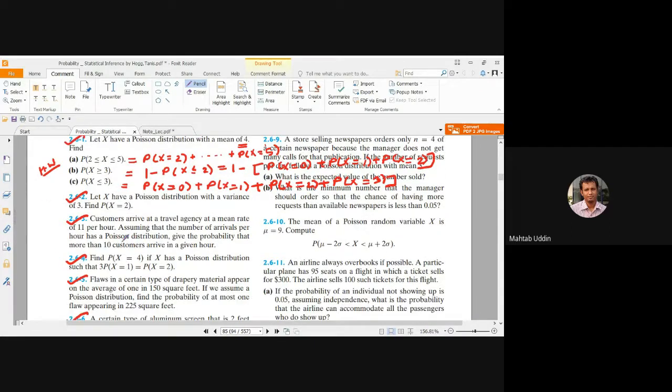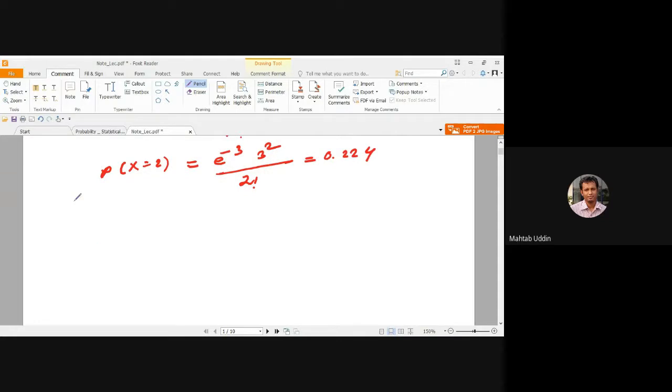Then number 3: customers arrive at a travel agency at a mean rate of 11 per hour, that is, lambda is 11. Assuming that the number of arrivals per hour has a Poisson distribution, give the probability that more than 10 customers arrive in a given hour. The concept is easy, but the math is lengthy here. Since lambda is 11, f(x) will be e to the power minus 11, 11 to the power x by x factorial.